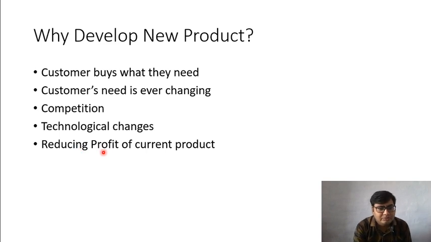Now, why is this profit reducing? There are many reasons. One is competition, another is technological change, new and better products in the market, and this is part of the product life cycle. Every product will in due time face the issue of reducing profit, and we will discuss this in the product life cycle phases.